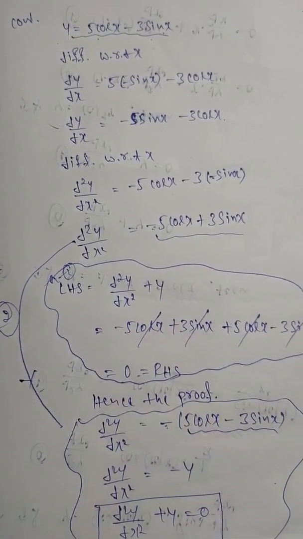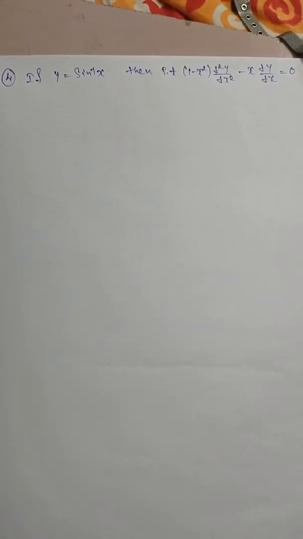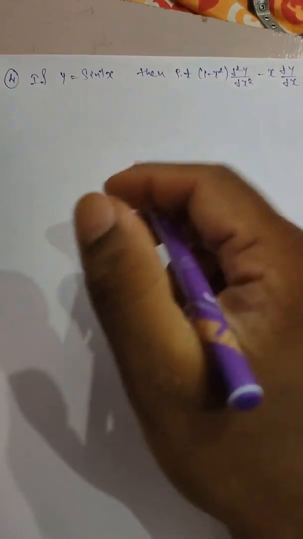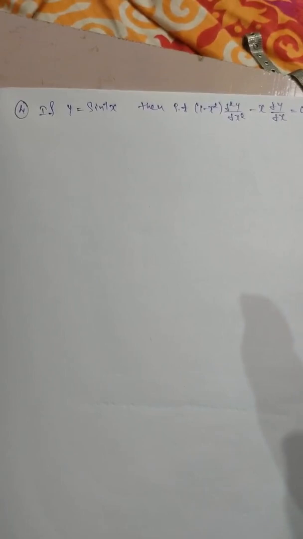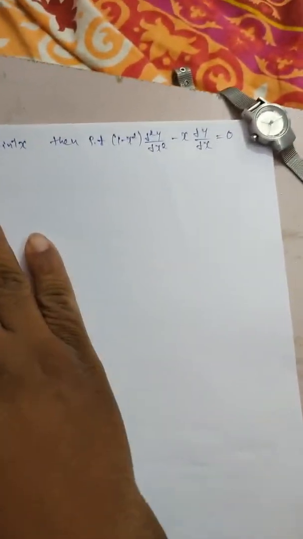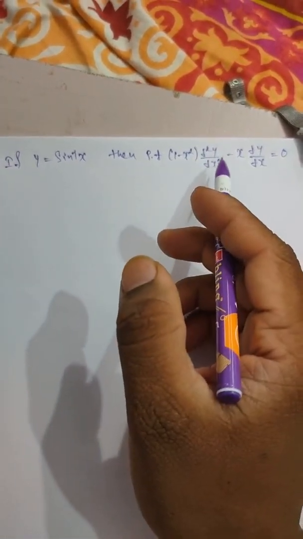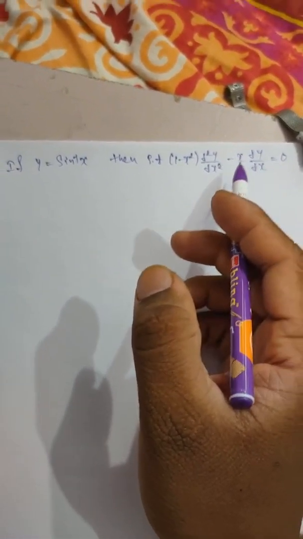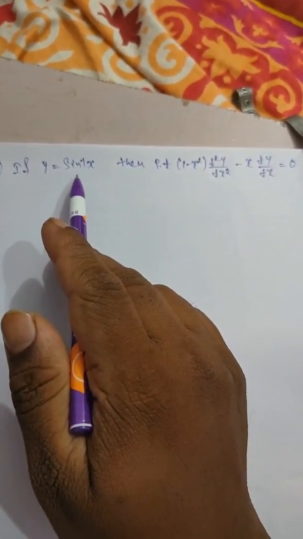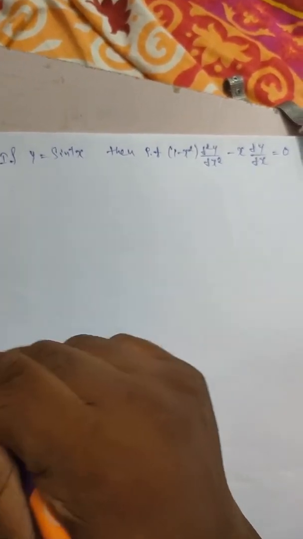Let us go for the next problem, a very important problem. Students, now we'll go for the next problem. If y is equal to sin inverse x, then prove that 1 minus x square d square y by dx square minus x into dy by dx is equal to 0. This is the given problem. It is a very important problem. This problem has been asked in the exam almost three times.